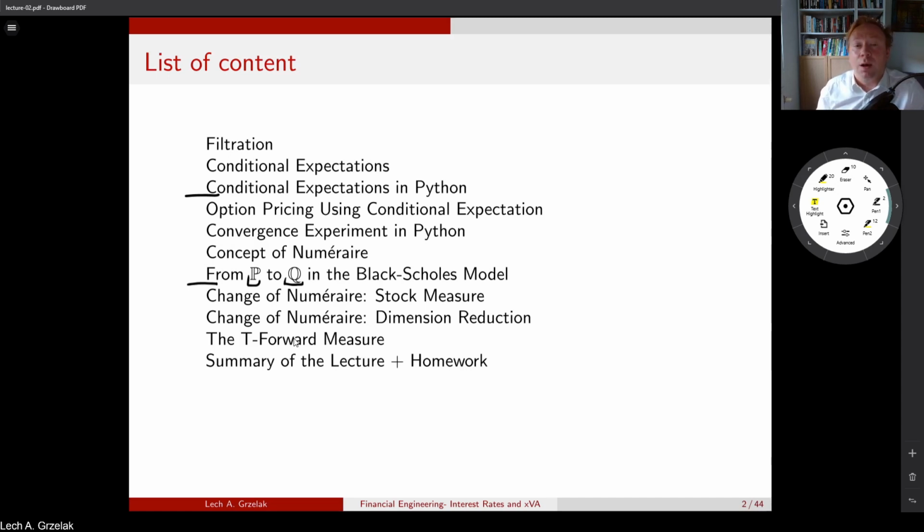I will show you multiple advantages and tricks for how to use measure changes for reductions in dimensions and how to really benefit from that. But now let's focus on the following four elements of today's lecture. Enjoy.